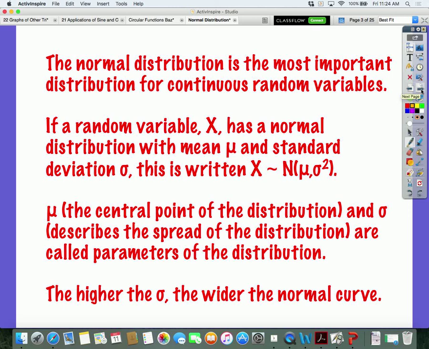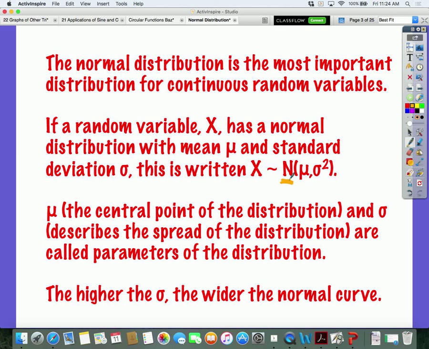All right, so the normal distribution is the most important distribution for continuous random variables. Again, that's pretty much the only way that we can figure out probabilities when it comes down to things that aren't able to be counted. If a random variable x has a normal distribution with the mean, mu, and a standard deviation, sigma, which is represented like a circle with an extra tail, it is written in this format. If you're ever given this format, you'll know that this is a normal distribution because of the N. Remember, binomial distribution has a B, so that's how you distinguish the two.